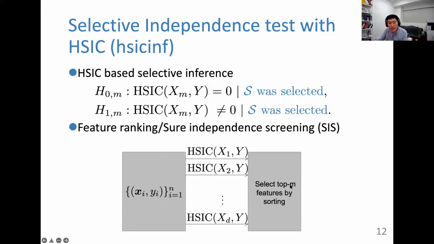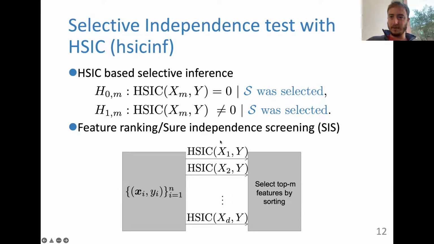Sorry, this M is not the same as this M. This is a typo. Basically, this can be done by sorting the HSIC values and then just picking the top R features. That's it. So you select, let's say, 10 features by selecting the ones with the highest HSIC.